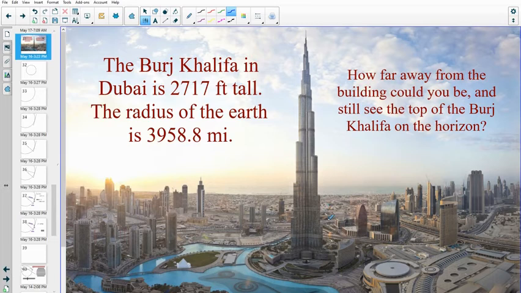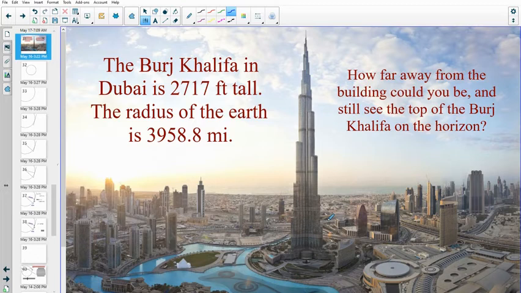This building, this is called the Burj Khalifa, not to be confused with its cousin building called the Wiz Khalifa. It is in Dubai and it is 2,717 feet tall. That's really tall. That's a little bit more than half of a mile straight up in the air, which is pretty impressive stuff. The radius of the Earth is about 4,000 miles. It's not perfectly spherical, but we're going to go with 3,958.8 miles.